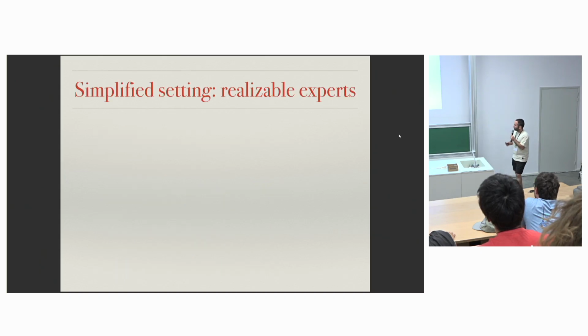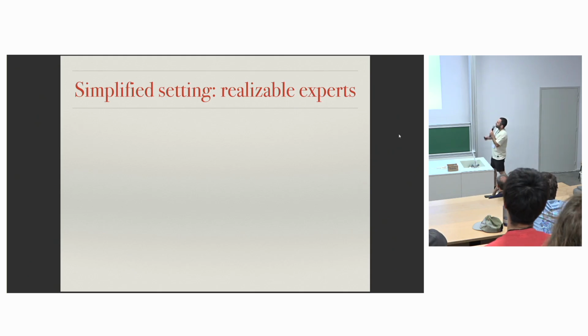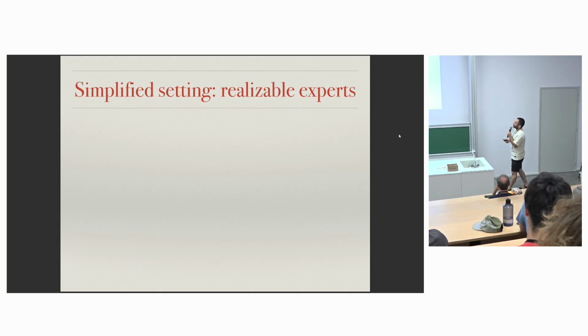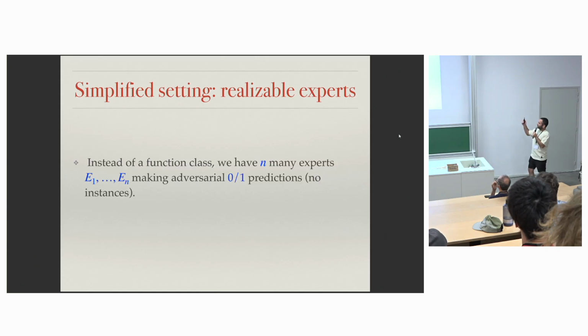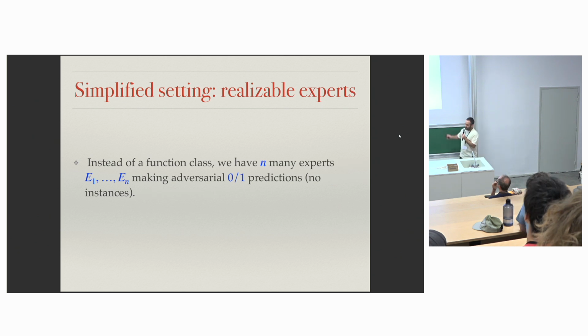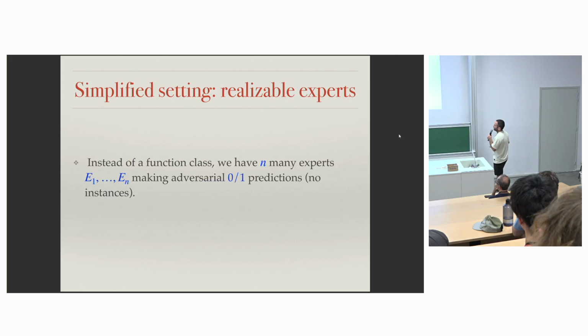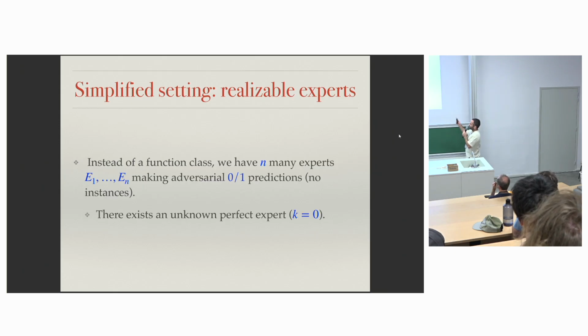Now to talk briefly about the technique, I want to state a much more simplified setting of realizable experts to demonstrate the techniques a bit. So forget about function classes, forget about instances. We just have N entities called experts, and those experts freely make 0 or 1 predictions adversarially in each round. And we even have a perfect expert that completely realizes the true labels. So we're in the realizable setting.